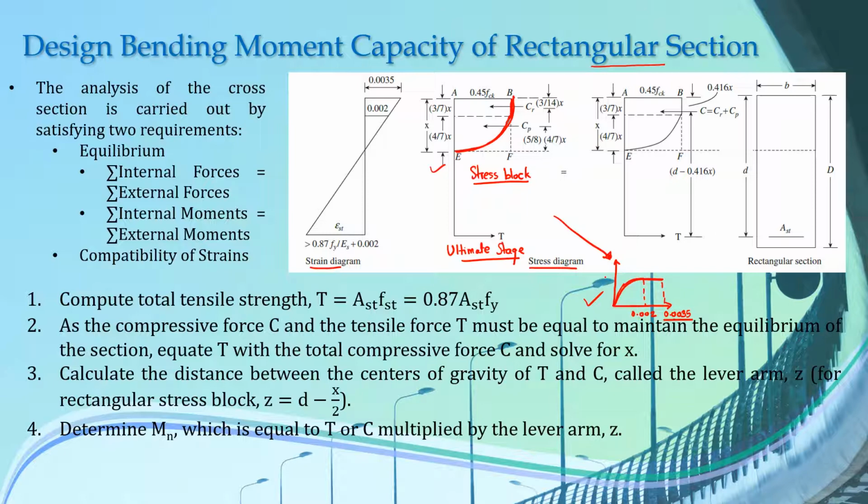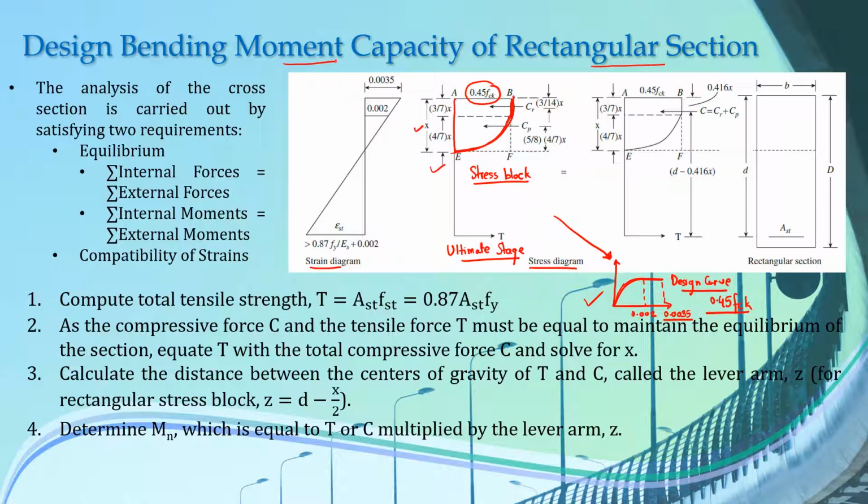So let us suppose that the distance from this extreme compression fiber to the neutral axis of our beam is x, and then the compressive stress in our concrete is 0.45 fck according to our design curve that we looked at in our previous lecture. We discussed there how to derive this 0.45 fck. Now, considering this stress block, we will derive the design bending moment capacity of a rectangular beam or rectangular section.